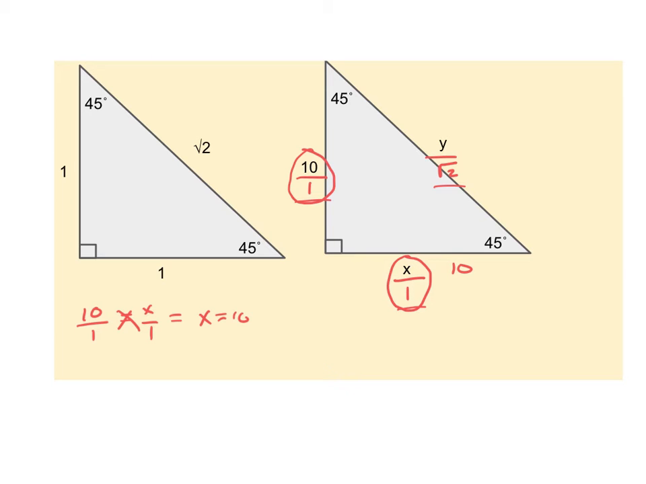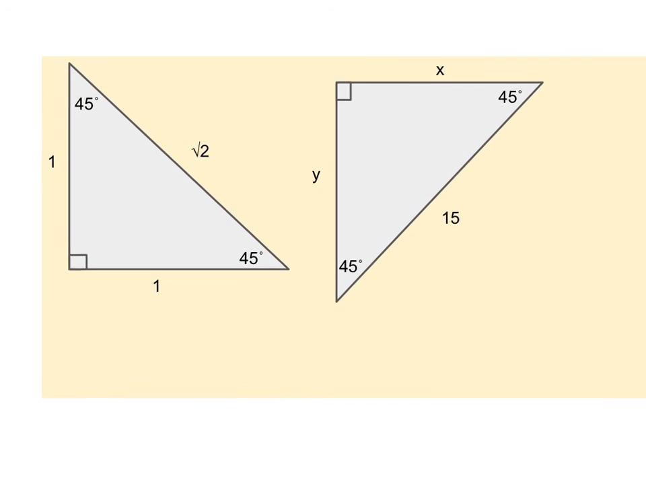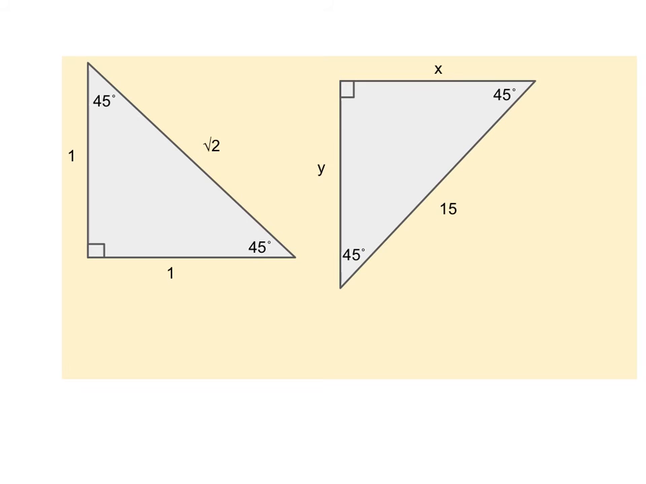If I want to find the hypotenuse in this case, I'm just going to set up a proportion by setting those two equal to each other. So that'll be 10 over 1 is equal to y over the square root of 2. Now, when I cross multiply, I get y equals 10 times the square root of 2, and that will be my answer here.